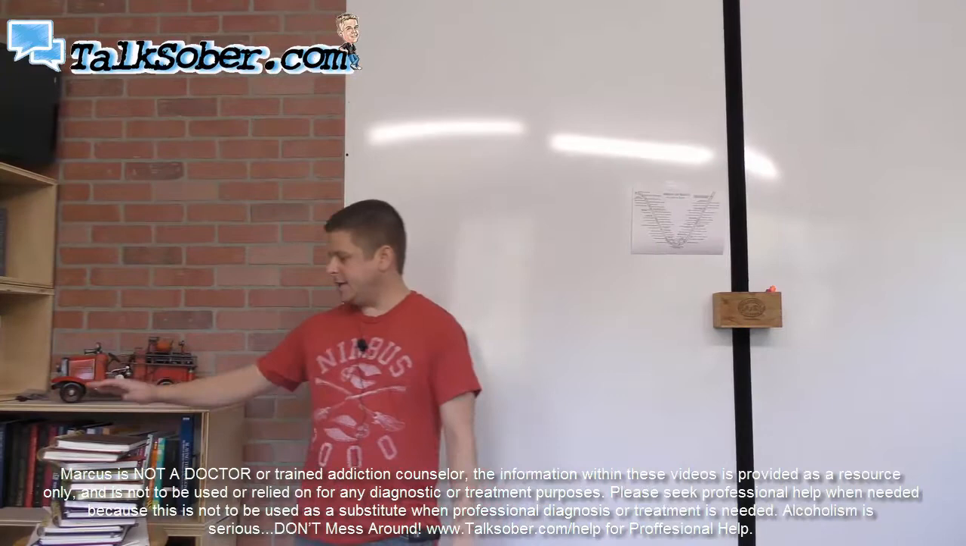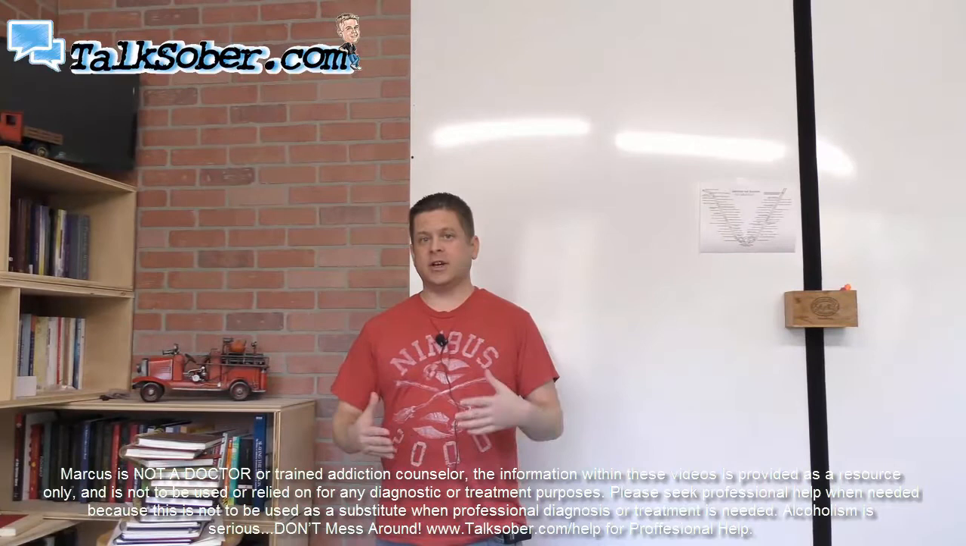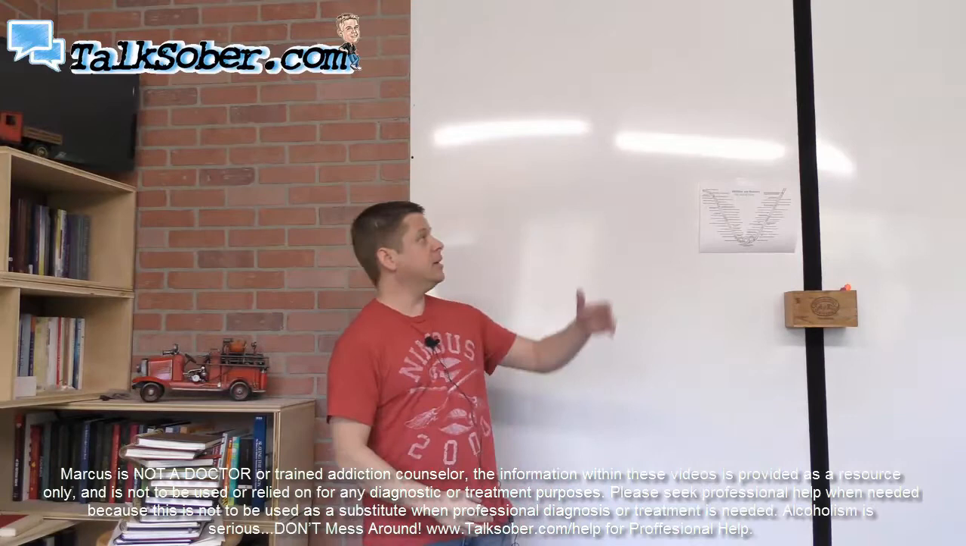In today's video, what I want to do is talk to you about what is known as the Jellinek curve. This is a curve showing the progression from someone starting off drinking, to someone ending up an alcoholic, to someone getting into recovery.